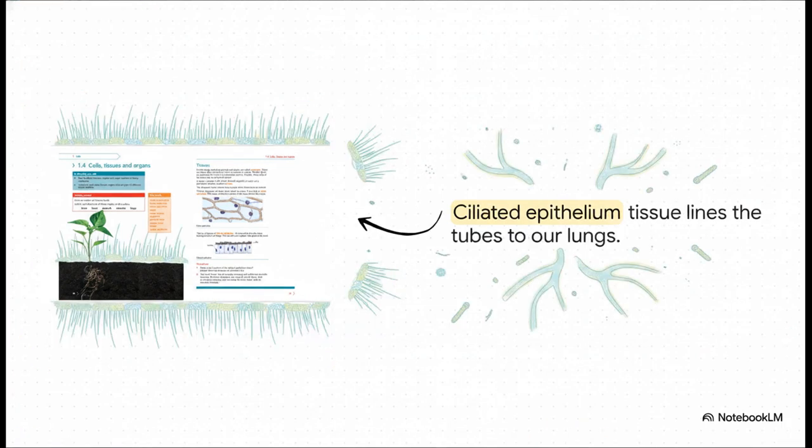And of course, animals rely on specialized tissues too. A great example is ciliated epithelium. That's the tissue lining the tubes leading straight down into our lungs. The cells in this tissue have these tiny hair-like structures on top called cilia. Because these cells are packed together, the cilia can actually wave in total unison, literally like a field of tall grass catching a breeze. Together, they constantly sweep dust and bacteria right out of your airways. It's just an incredibly elegant biological mechanism, all powered by a single type of tissue.